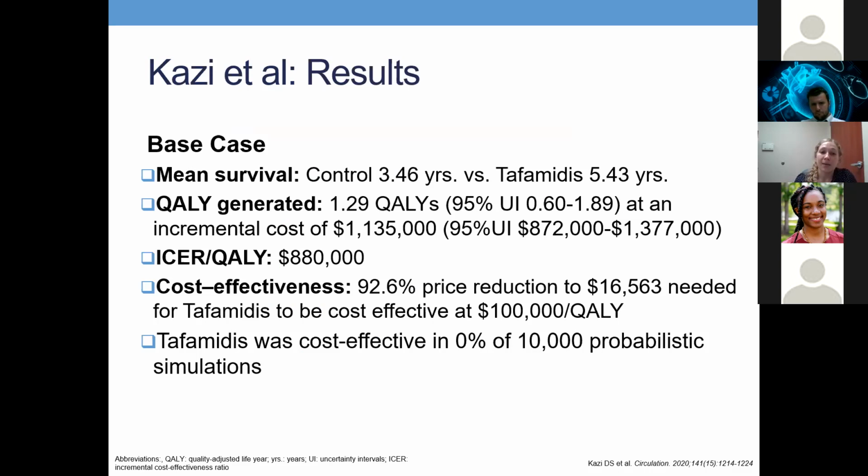But unfortunately, this came at an incremental cost of $1,135,000. And when they calculated the ICER per quality adjusted life year, this was $880,000. So for each quality adjusted life year that you gain, you pay $880,000. Not surprisingly, this is above conventional cost effectiveness thresholds, which are typically at $100,000 per quality gained. And the authors suggest that a 92.6% price reduction would actually be required, to a cost of $16,000 for tafamidis, to be cost effective.